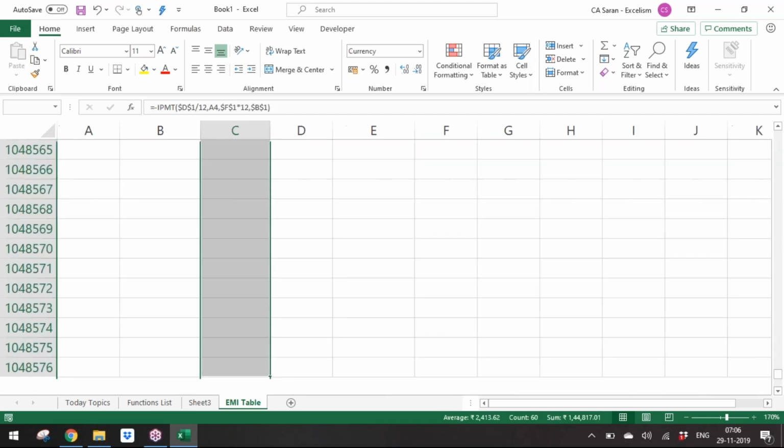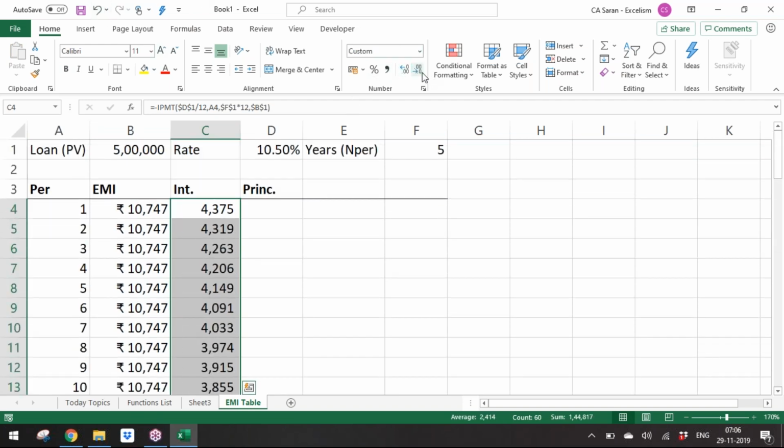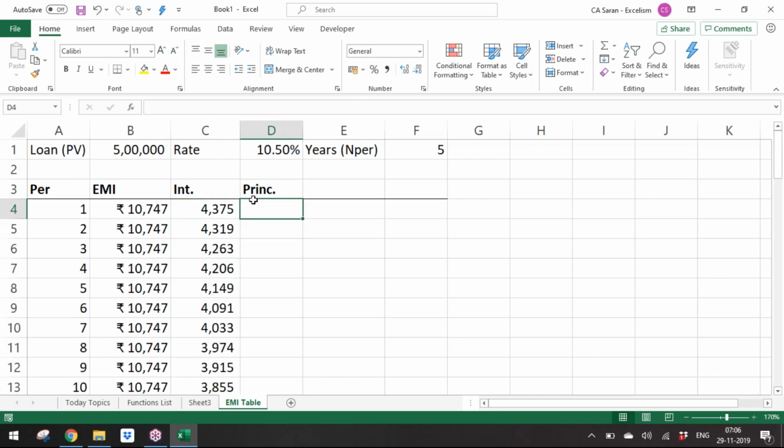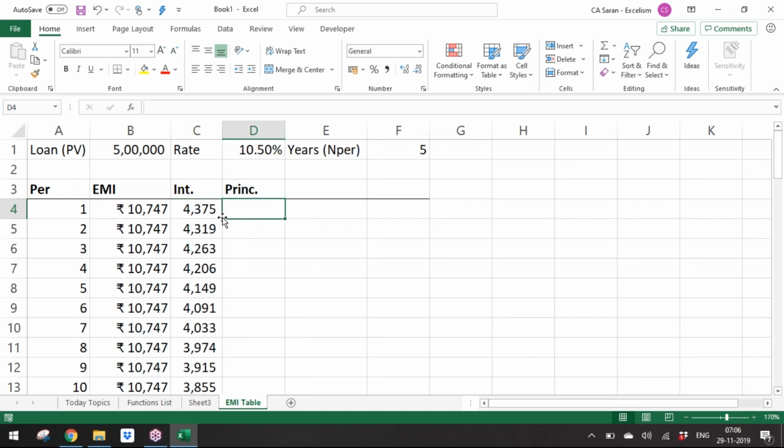Obviously, in the case of equated installment, your principal amount will go up and interest will go down, as simple as that, right? Sorry, I said it the other way around.